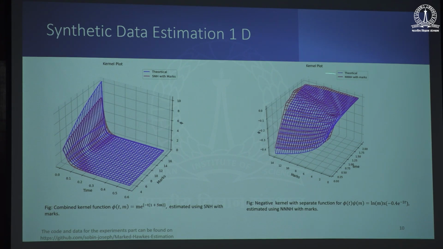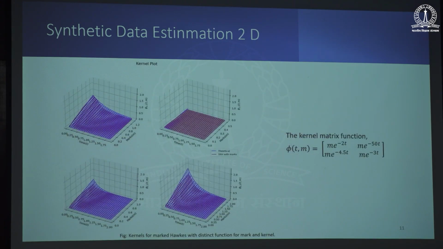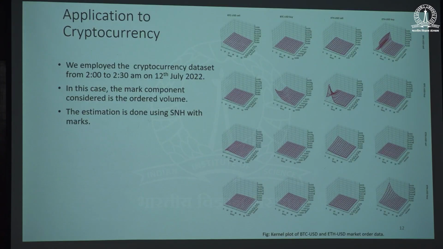For a negative kernel, we plot with triple NH with marks, because SNH cannot do this job. Here you see that the fit is far better. So we can estimate both linear and non-linear Mark-Hawkes processes. We also tried with multi-dimensional data and got results. So yeah, this is an interesting application.